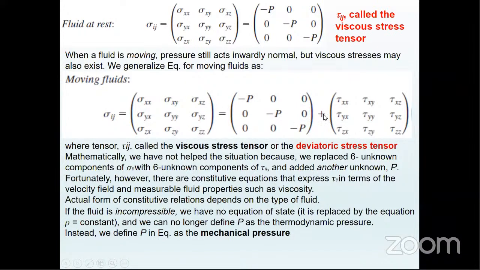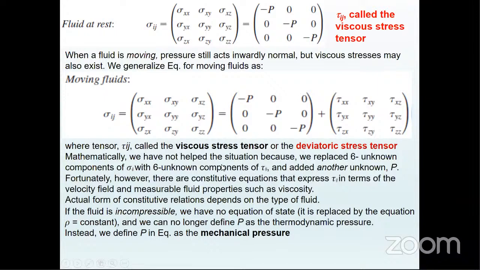Mathematically, we have not helped this situation. See what we have done. These 9 components are there, but we added to this. We replaced the 6 unknown components of sigma ij with the 6 unknowns of tau. Sigma is the shear stress, replaced by the deviating stress, particularly the viscous stress, tau ij. In addition, we also added another unknown, the variable pressure.